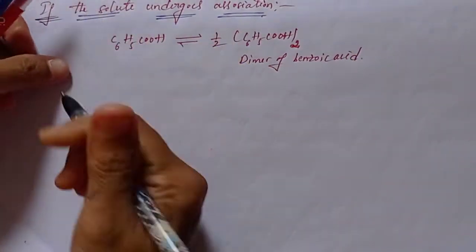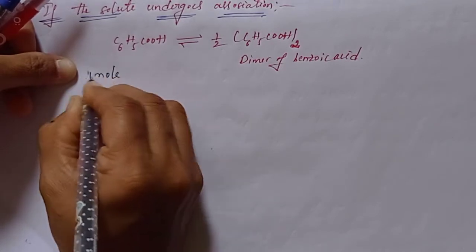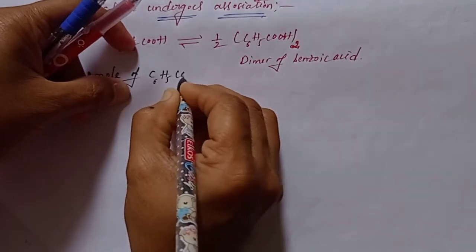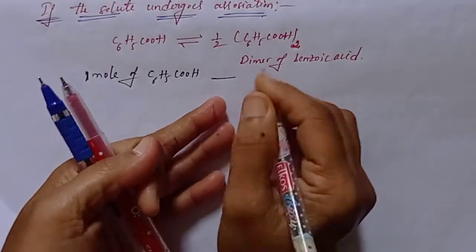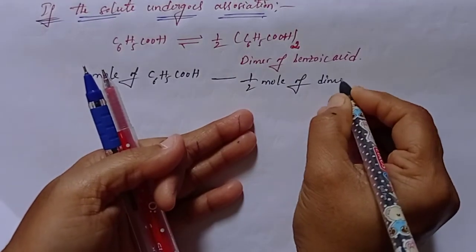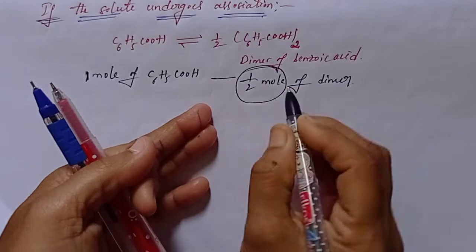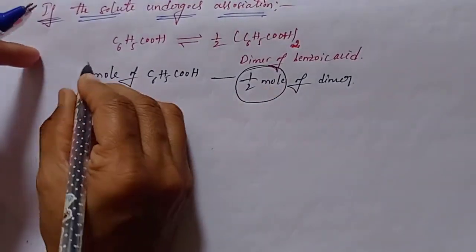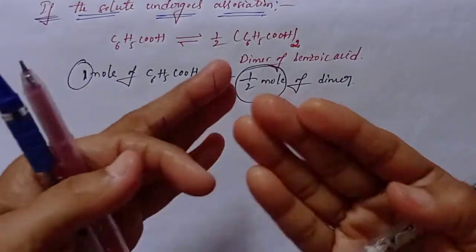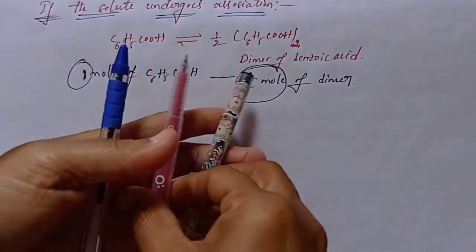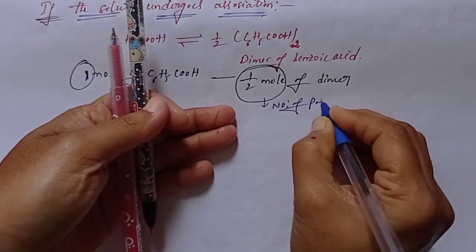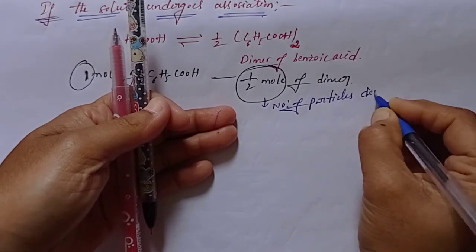So here we can say that 1 mole of benzoic acid produces half mole of dimer. Are you following? That means the number of moles, how much, students? Half mole. Here 1 mole, here it will become half. That means the number of moles of these particles decreases. The number of particles decreases.